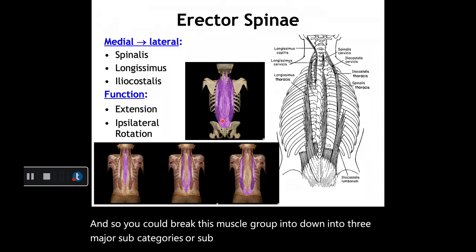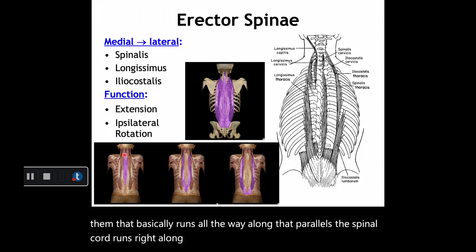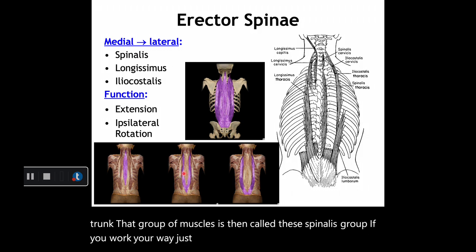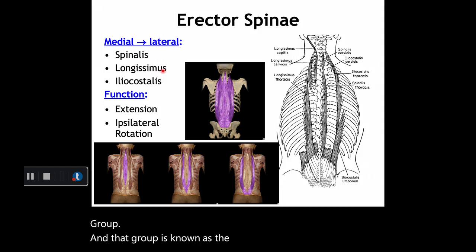Right? There is one of them that basically runs all the way along. It parallels the spinal cord. Runs right along the middle of the posterior thorax, posterior trunk. That group of muscles is then called the spinalis group. If you work your way just lateral to either side of it, that's where you find the longest muscle fibers of the erector spinae group, and that group is known as the longissimus.